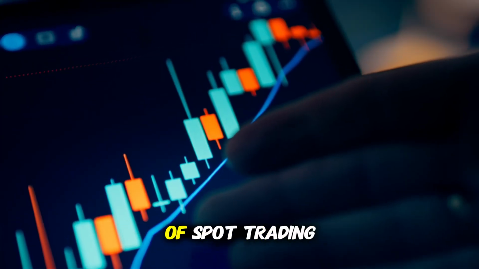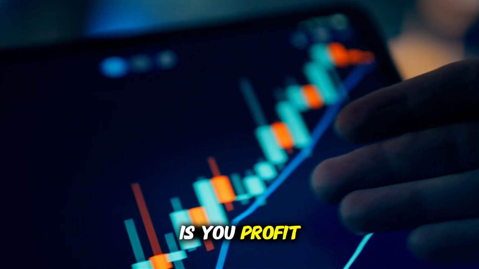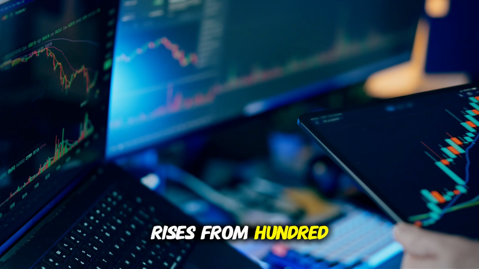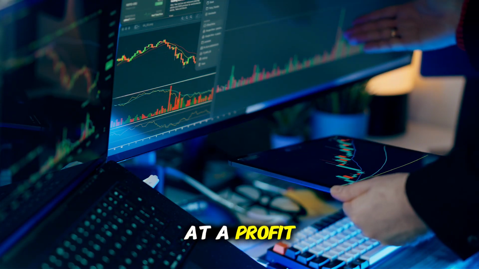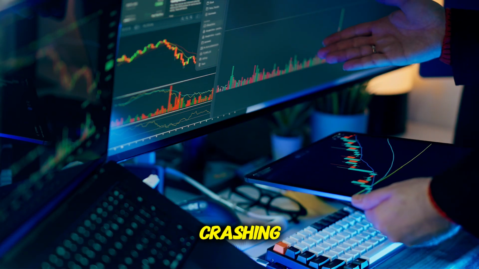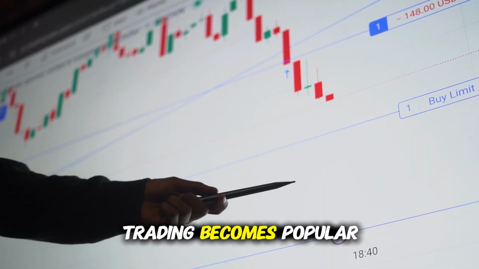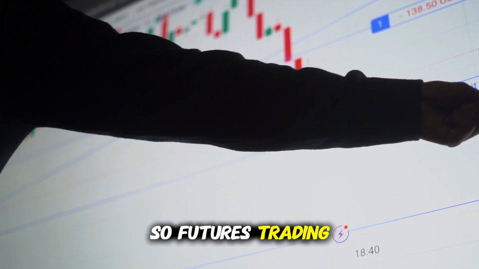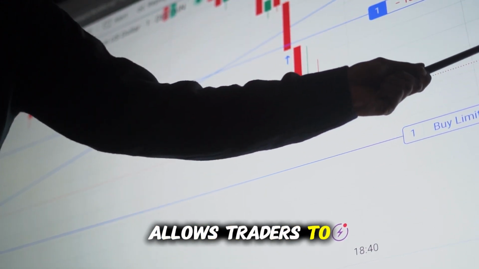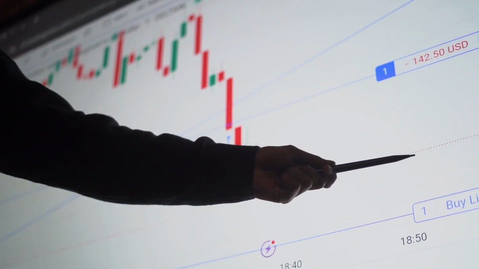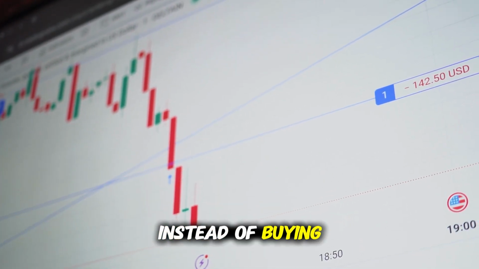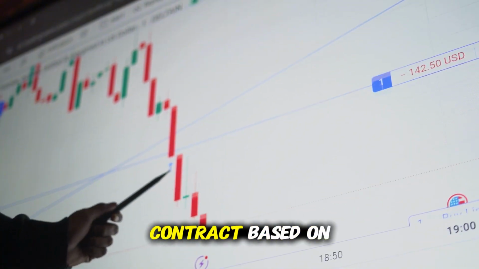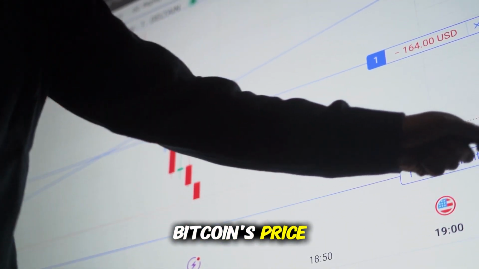The main characteristic of spot trading is you profit mainly when price goes up. So, if Bitcoin rises from $100k to $110k, you can sell at a profit. But what if the market is crashing? That's where futures trading becomes popular. So futures trading allows traders to speculate on price movement without actually owning the cryptocurrency. Instead of buying actual Bitcoin, you're trading a contract based on Bitcoin's price.